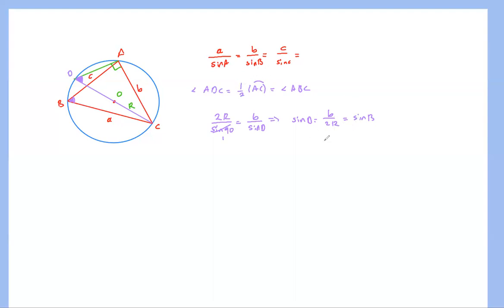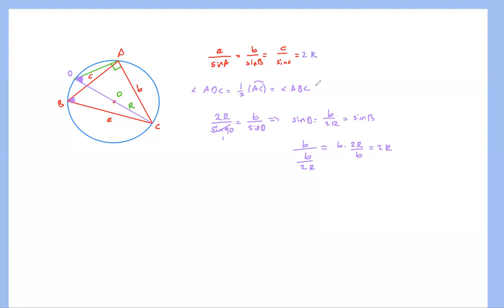So let's do that. B over sine B is B over 2R. So I just write this right here, and that will give us B over 1 times 2R over B. So the B's will cancel. You get 2R, meaning that this ratio is equal to 2 times R.